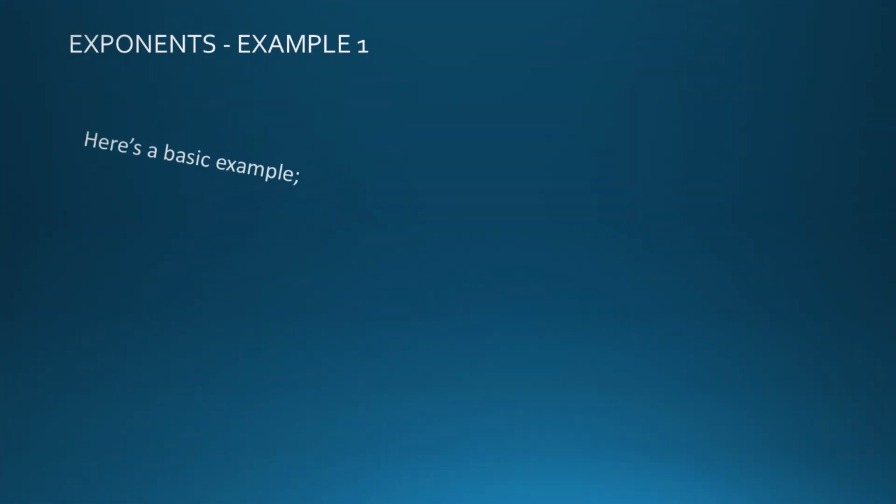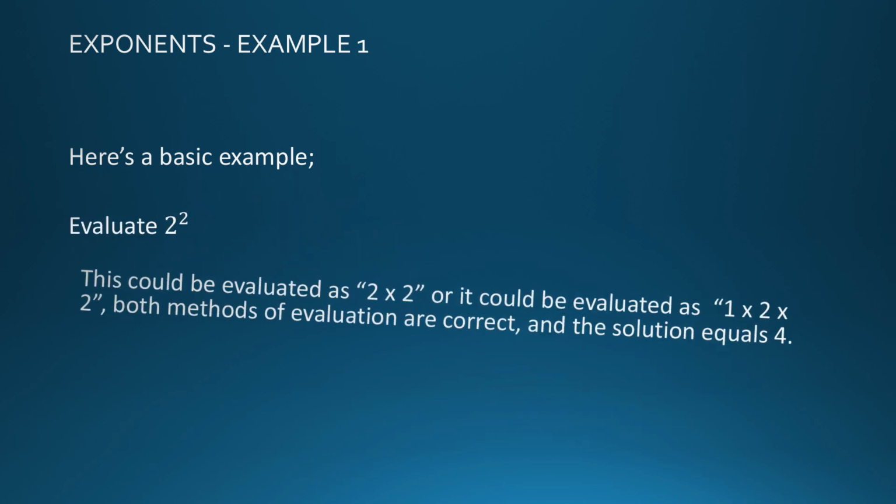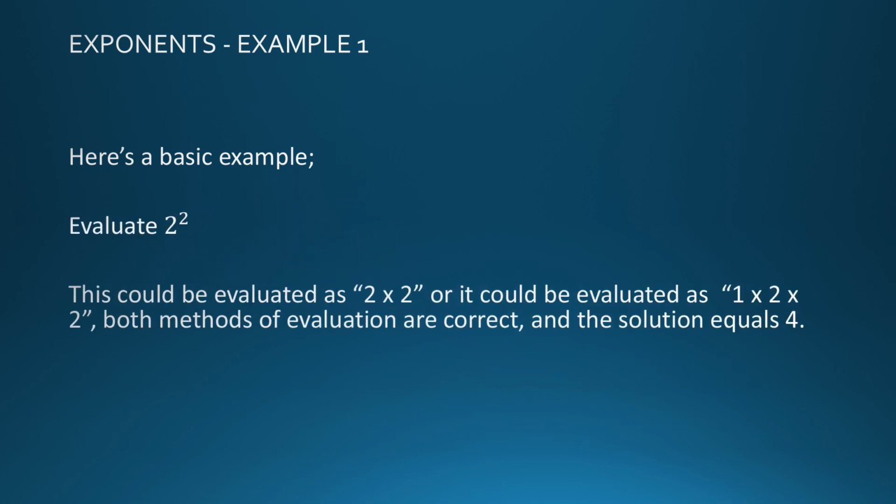A basic example of how we would evaluate an exponential expression is with 2 to the power of 2, or 2 squared. This could be evaluated as 2 times 2, or it could be evaluated as 1 times 2 times 2. Both of these methods of evaluation are correct, and the solution equals 4.